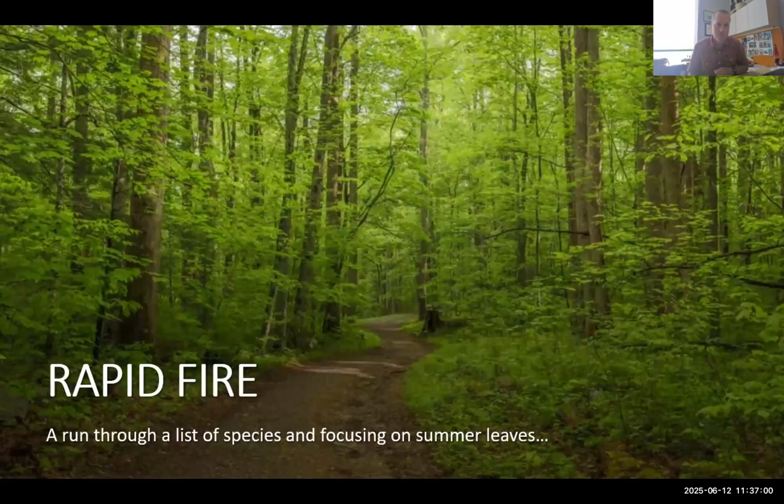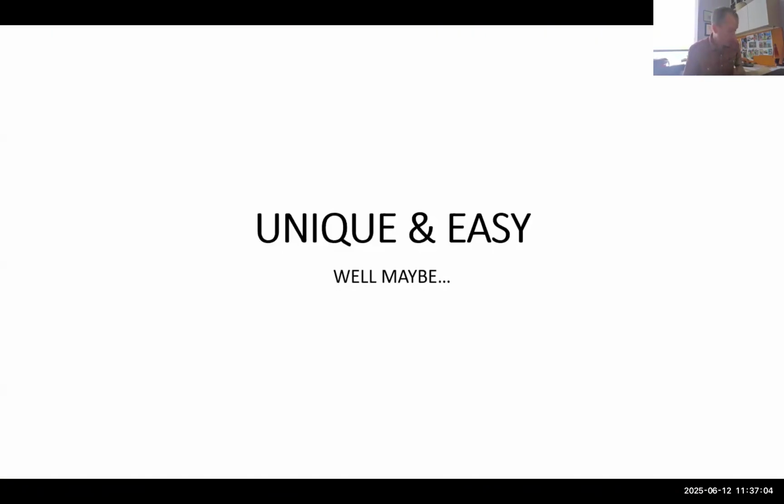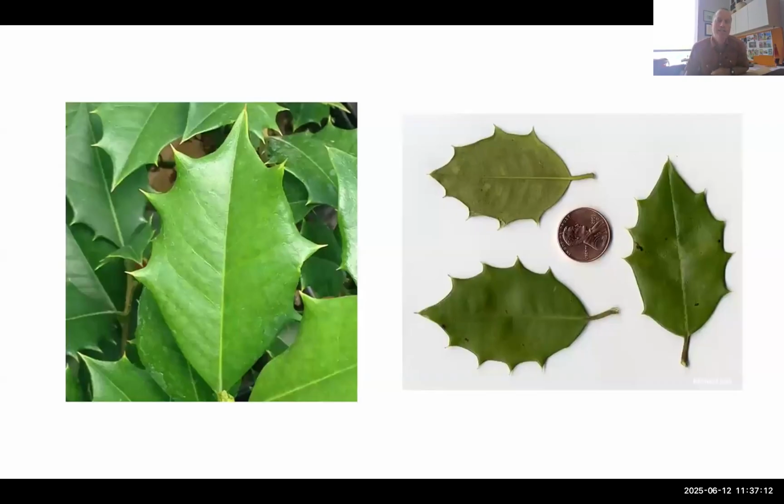So rapid fire, we're going to run through a list of species, focusing primarily on the summer. And I'm going to start with unique and easy, and you'll see, well, maybe. So maybe it's easy. American holly, this is an evergreen. These leaves tend to persist for a few years, but they've got these sharp spines. So if you've ever mowed or weed eated, like I had to growing up, try not to do much of that anymore, you know all about American holly leaves.